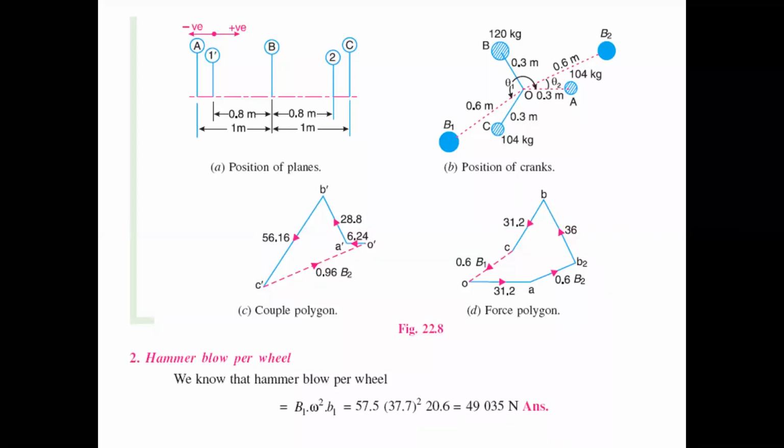Now this polygon is enclosed with a straight line, meeting the first and last points. That is C dash to O dash. When you draw our vector C dash O dash, then we will find the unknown. So how do we find the unknown? It is a simple calculation.